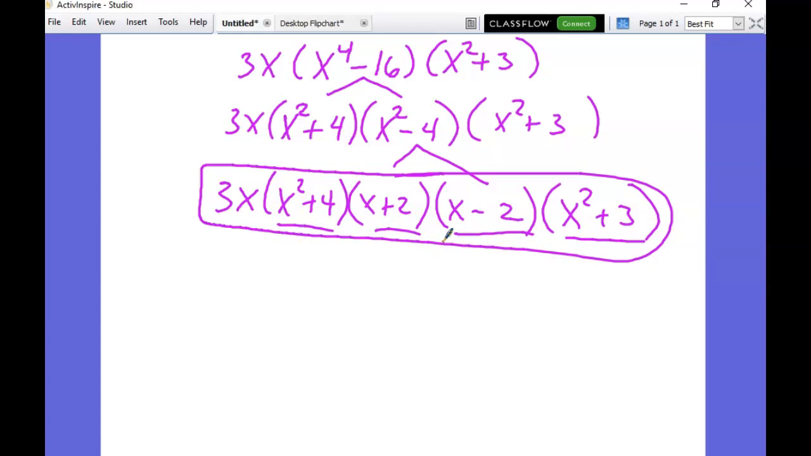So sometimes you got to keep going. So you always start by looking for your GCF. And then based on whether it has 3 terms, 2 terms, or 4 terms, you're going to use one of the strategies we've already talked about today. Okay?